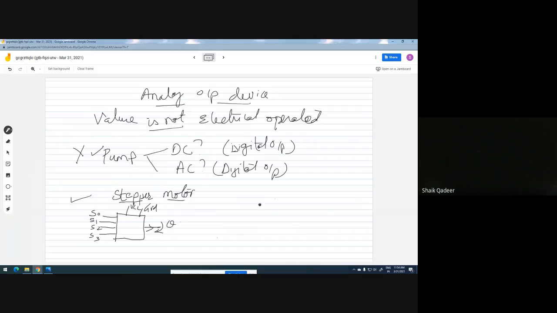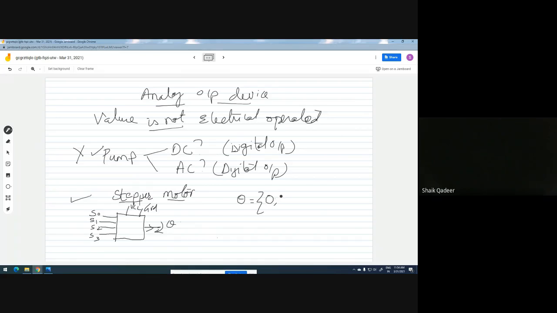Okay, you see, the stepper motor output is incremented in the form of steps. So the output of the stepper motor is initially 0 degree, no step applied. When one pulse is applied, it is incremented by one stepping angle.